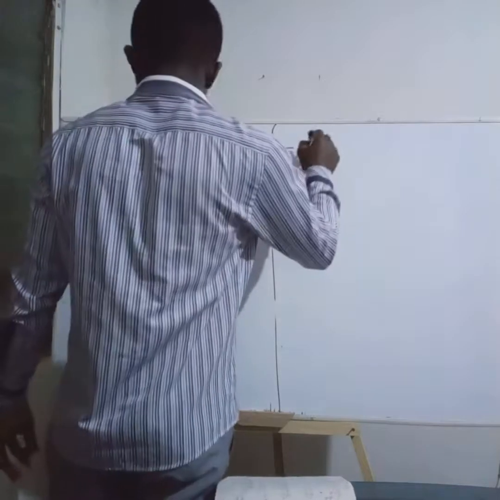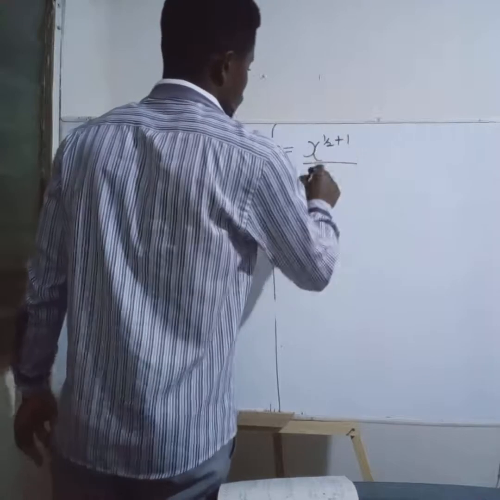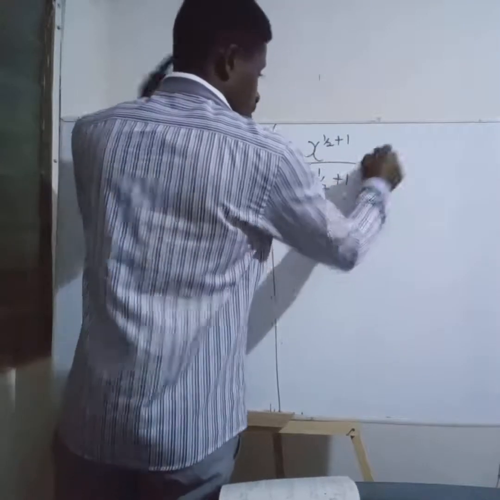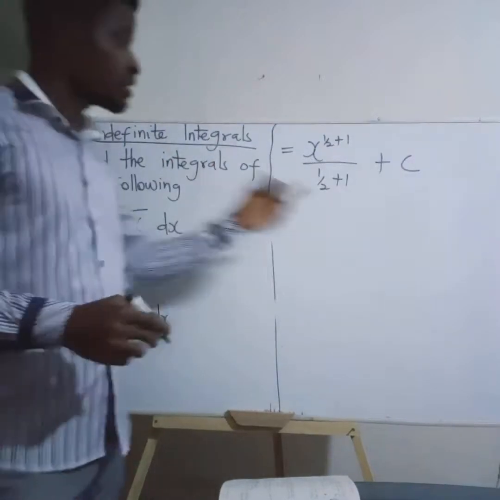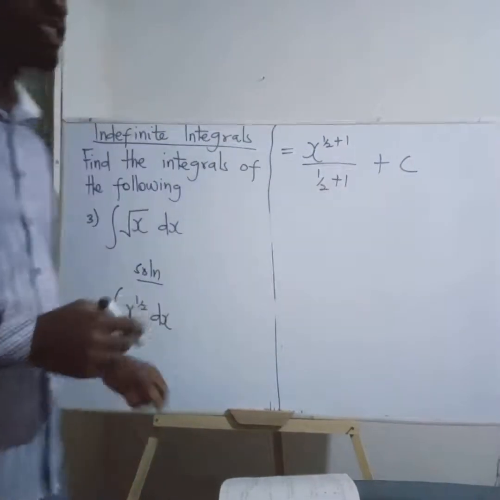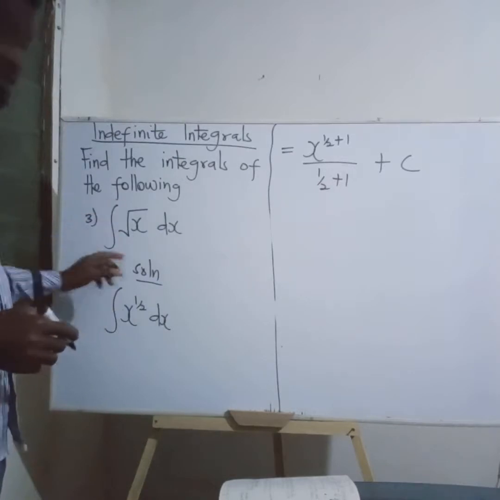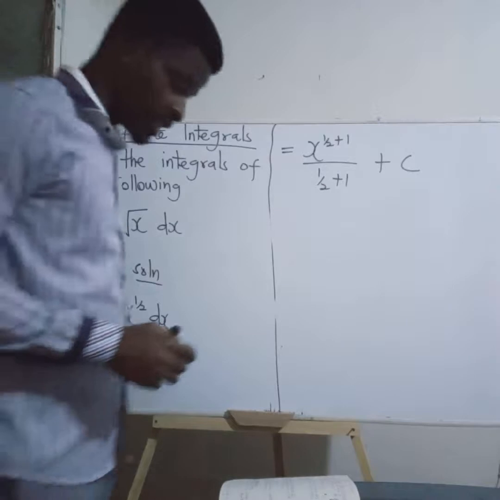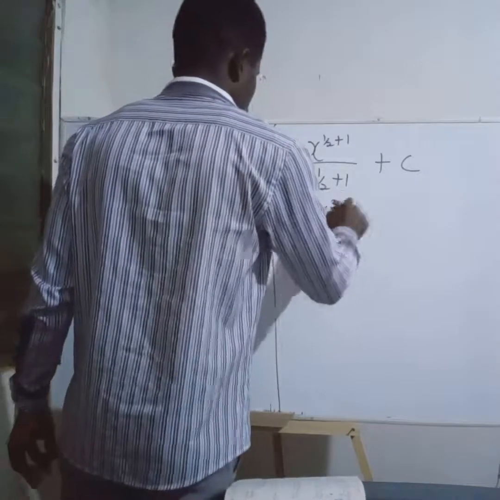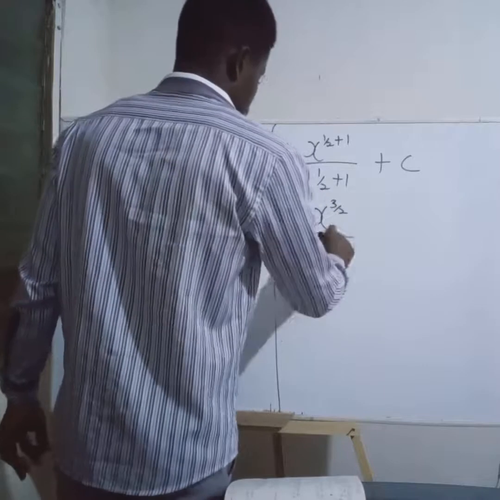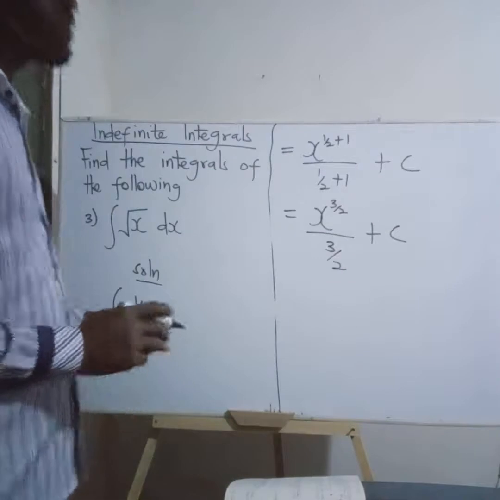Add 1 to the power: half plus 1, divided by the whole power, which is half plus 1, plus c. Do you remember the c? The c is a constant of integration, since we are dealing with indefinite integrals without limits. Good. Now half plus 1 is 3 over 2. So we get x to the power 3 over 2 divided by 3 over 2 plus c. We finish with the integration aspect.